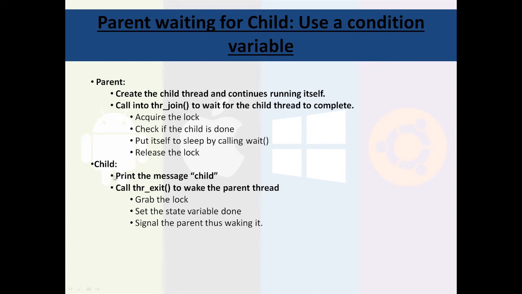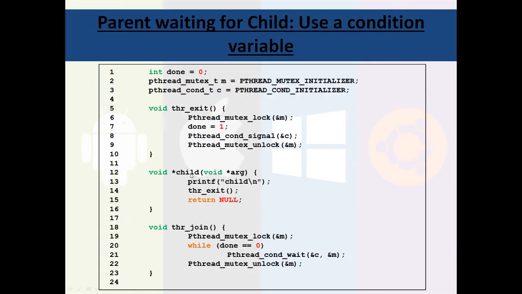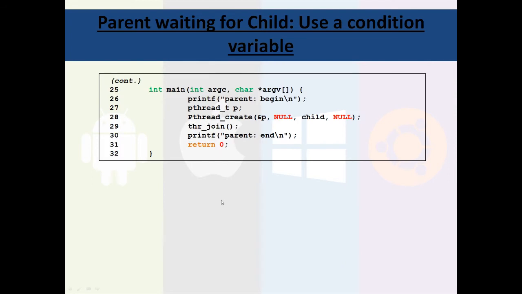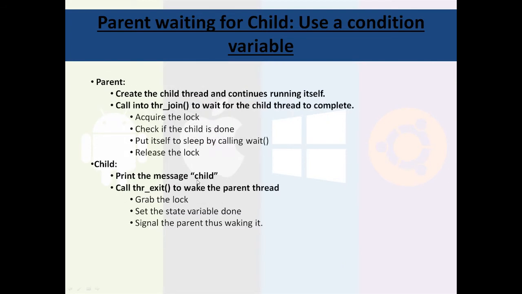Okay, then in terms of the child, well, the child will be created. And what is the child process? Well, it's this process, right? So it will print child, and then it'll go into thread exit, and then return after that. So it prints the message child, it then calls thread exit to wake the parent, okay? And inside this thread exit, it grabs a lock, it updates the state variable done to equal 1, okay? And then it signals the parent, and essentially by signaling the parent, it wakes the parent up.